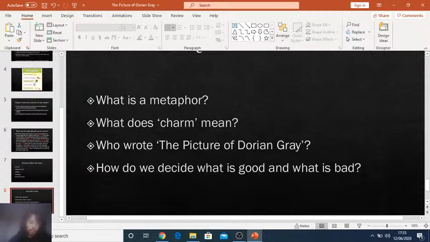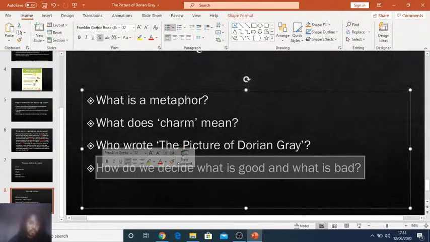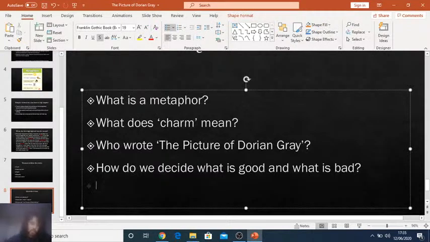Who wrote The Picture of Dorian Gray? And how do we decide what is good and what is bad? This is probably the toughest question. So first of all, consider how you decide, then consider how other people decide.